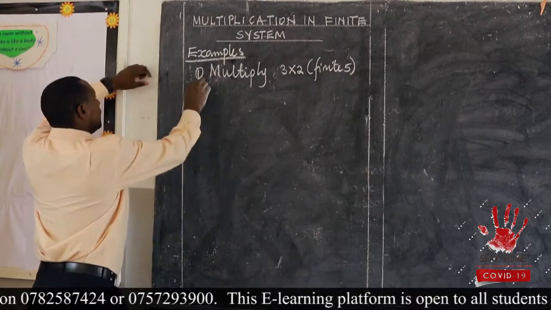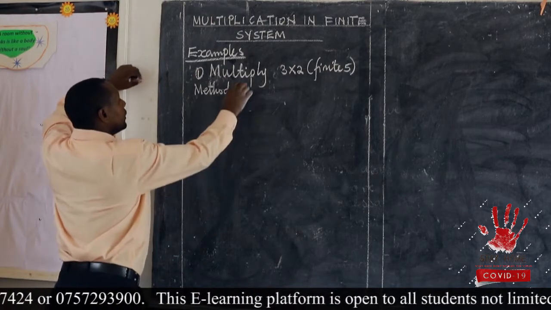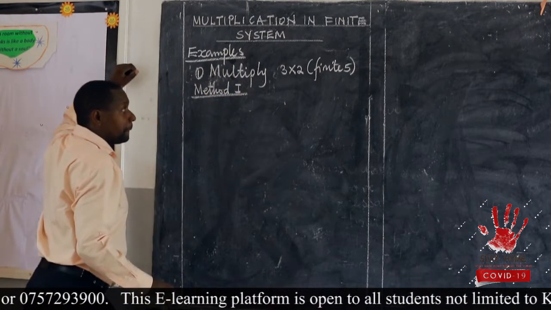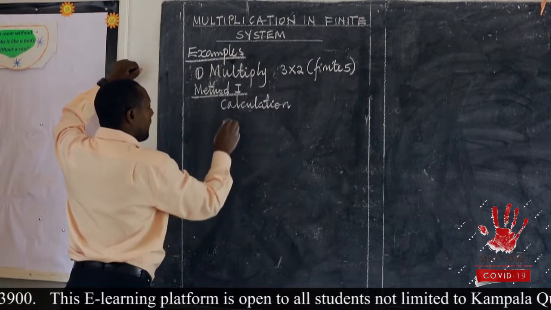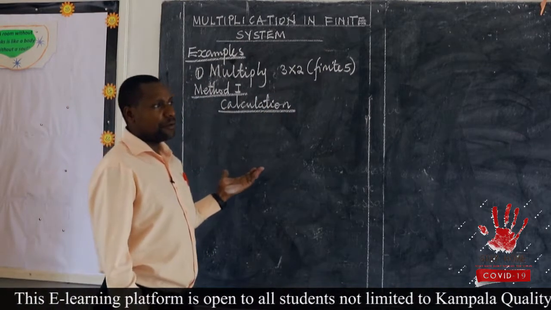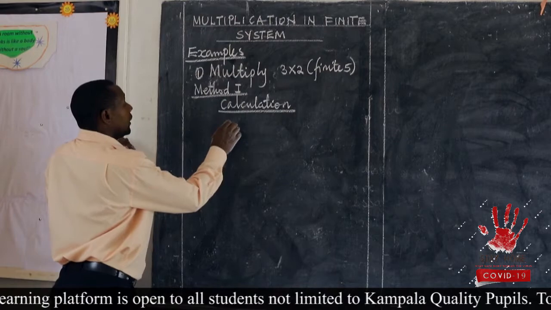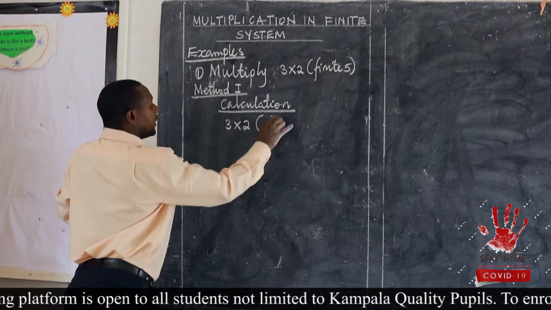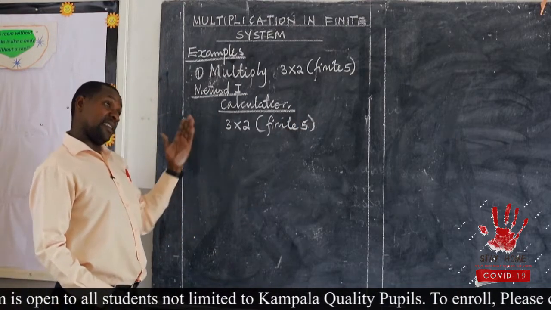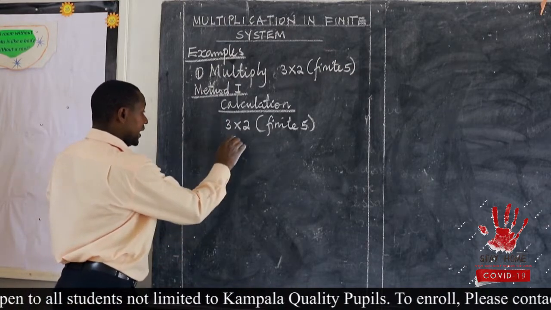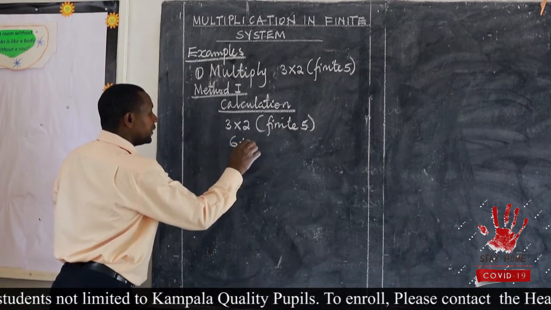We are going to take the two methods, and method one is going to be the calculation method. How do you go about this in terms of calculations? We do as usual. If I say 3 times 2, finite 5, what do I get? In other words, they are asking 3 groups of 2s. Somebody is saying 6, but you cannot find 6 in finite 5. So therefore, what do we do? We are going to divide by 5.